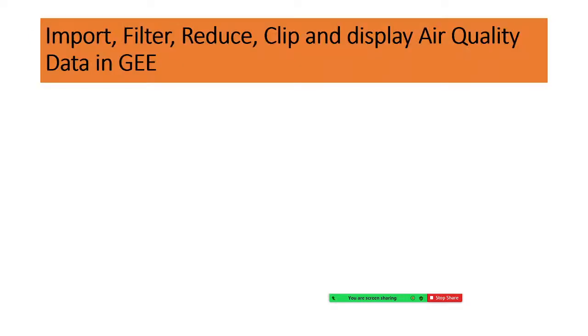So we already know about our dataset. Mainly this time I use the Sentinel-5 satellite imagery. First of all, we should know how to import, filter, reduce, clip and display the air quality data in the Google Earth Engine platform.